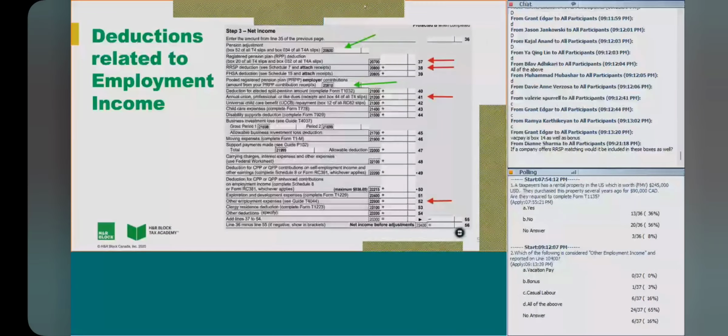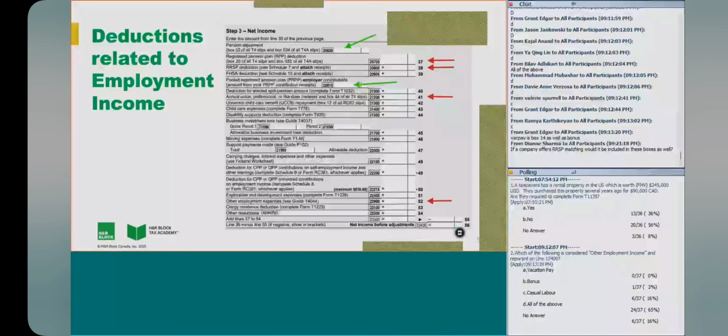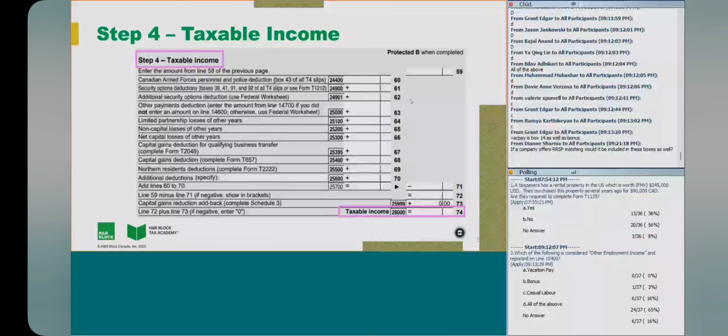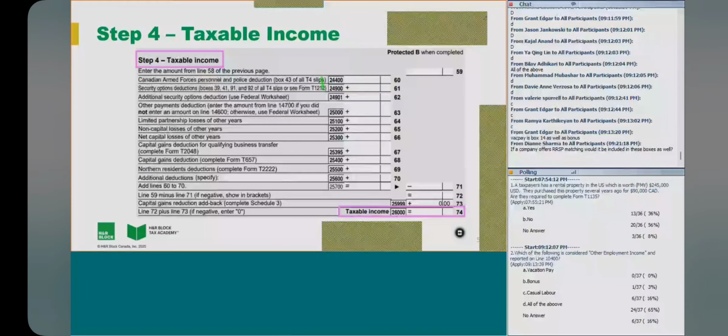So again, we can see the same pattern. The things are added together here. Amounts for information only, such as pension adjustment or employer contributions to a PRPP, are put in over here. Then we add together various deductions to give us our taxable income. Now, there are a couple of these which relate to employment income, so we're going to touch on them now: the Canadian Forces personnel and police deduction up here, and security options deductions up here, lines 24400 and 24900.